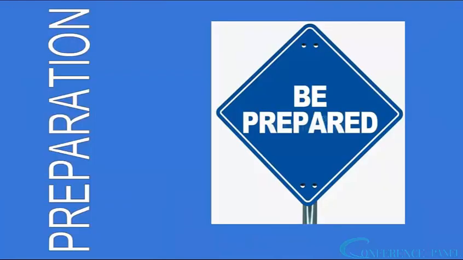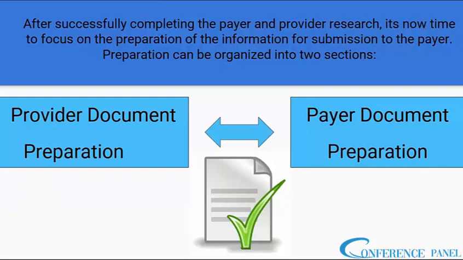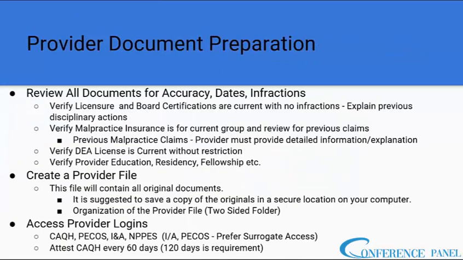So now we've done the research. Now it's time to do the preparation. Preparation can be organized into 2 sections: provider document preparation and payer document preparation. So with the provider document preparation, first and foremost, and you do not stop, you do not pass go, you always do this first. Review each and every document for accuracy, dates, and infractions. Next, you need to create a provider file. This file will contain all original documents.